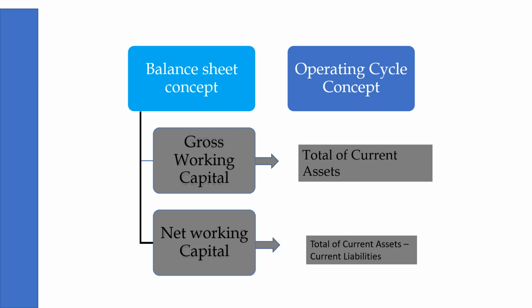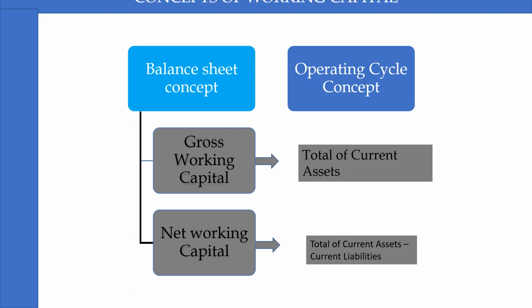Gross working capital is the total of all current assets like cash in hand, cash at bank, sundry debtors, bills receivable, short-term investments, prepaid expenses, short-term loans and advances. All these are current assets. So the simple total of all current assets will give you gross working capital.